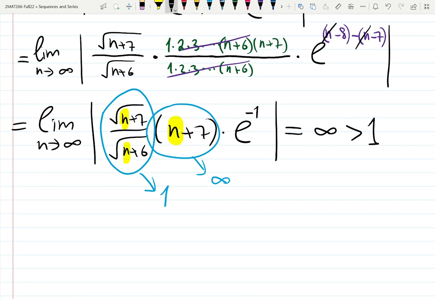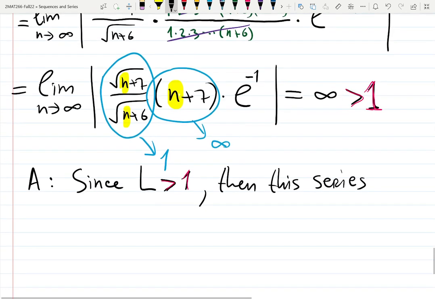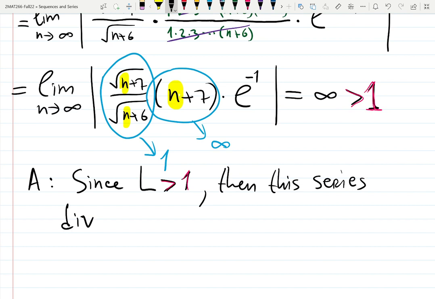Greater than 1. That's the most important answer. Since L is greater than 1, I don't even care if it's infinity or not. I keep repeating this phrase a lot because that's important. I don't care what is happening with this number. What I care is that it is greater than 1, because it's a test. It just tests the ratios. Then this series diverges. Absolutely not absolutely, it just diverges. Blows up. If it converges, it converges absolutely, but here it just diverges.